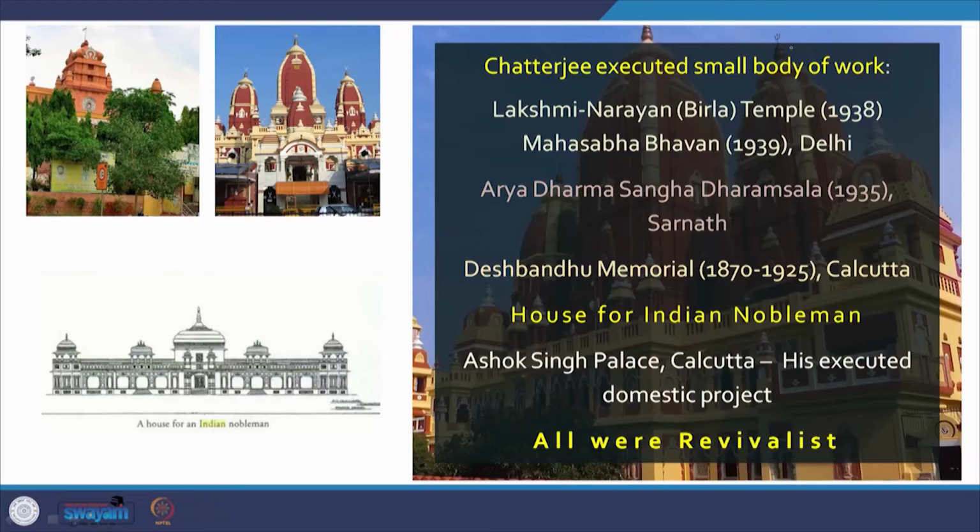Chatterjee executed a small body of work, all of it important, all of it forming a valuable part of the revivalist movement, whether it was the Lakshmi Narayan or the Birla Mandir in Delhi, the Mahasabha Bhavan, the Arya Dharma Sangha Dharamshala in Sarnath, the Deshbandhu Memorial in Kolkata, the house for an Indian nobleman, the Ashok Singh Palace, the house of the Indian nobleman which is never built, but here is the design for it, the Ashok Singh Palace in Calcutta, which was his formally executed domestic project. All were revivalist.